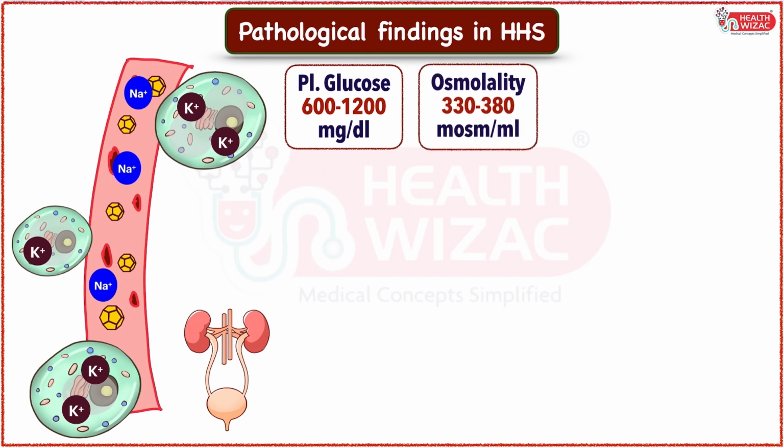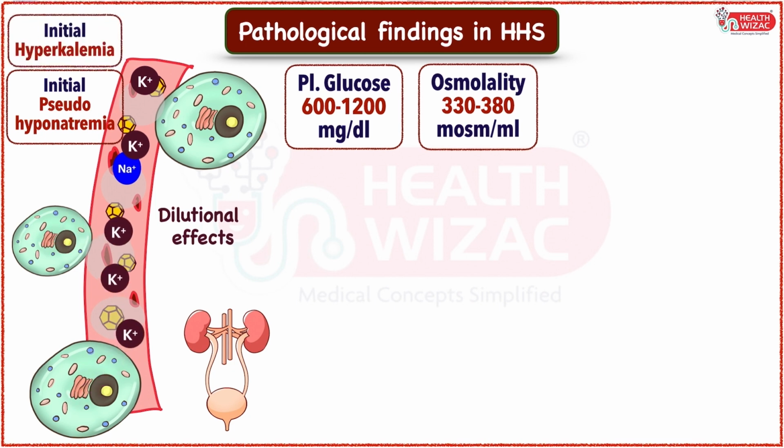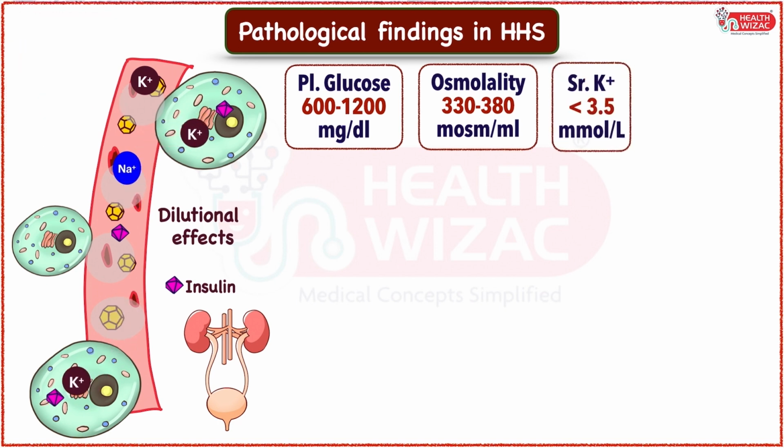Hyperosmolar state causes shift of fluid from ICF to ECF, causing dilutional effects, and thus initial pseudo-hyponatremia may be present. During this shifting of fluid, potassium also gets shifted to ECF, causing initial hyperkalemia followed by hypokalemia once insulin is started. Along with this, hypomagnesemia and hypophosphatemia may also be evident.